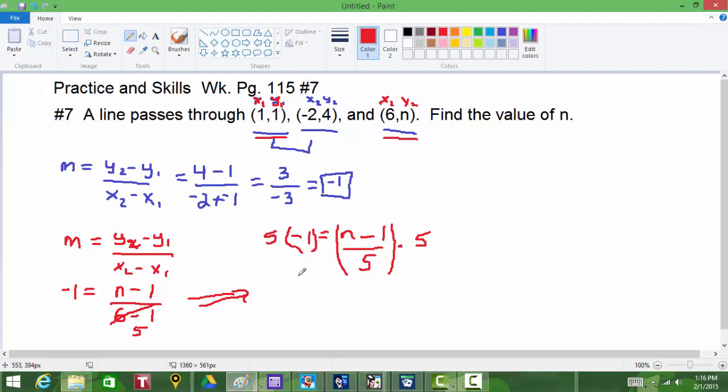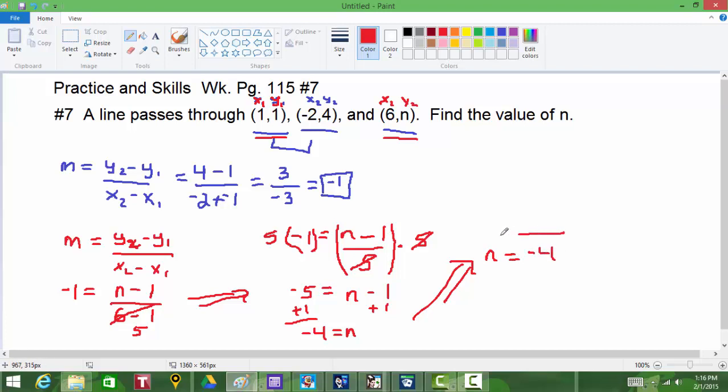Well, 5 times -1 is -5. And then we have a 5 in the denominator and a 5 right here, so let me just cancel those out. And we're going to get n minus 1. And then to finish that up, we're going to add 1 to both sides. So we add 1, we get -4 is equal to n. On this problem, they're asking us just to find the value of n. So the value of n would be n equal to -4. So that's your answer on this one.